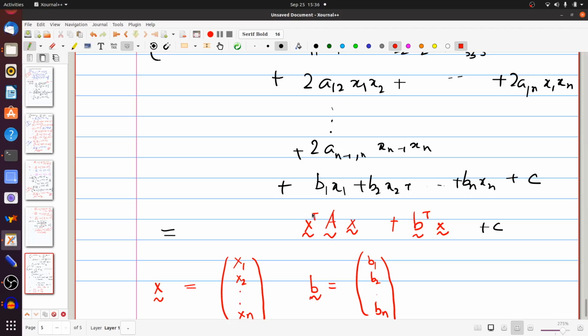X tilde transpose, where a tilde is this n by n matrix with elements a11, a12, a1n, a21, a22, a2n. We are assuming that this matrix is symmetric, that is, all the aij's are equal to aji's, and then finally all the way down to ann. So if you assume that, our Gaussian integral that we are going to do can be written in this form.